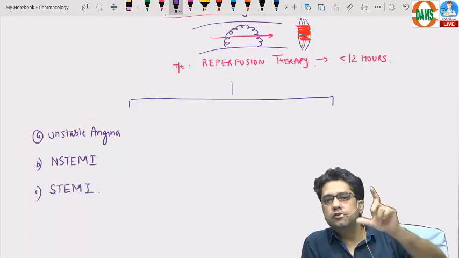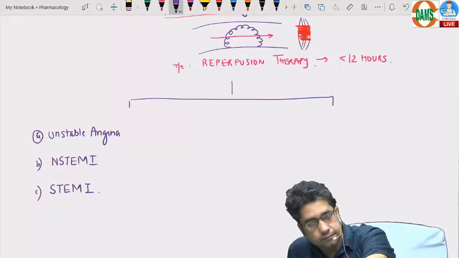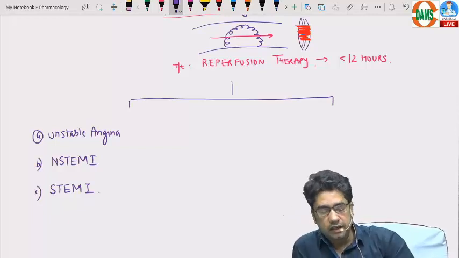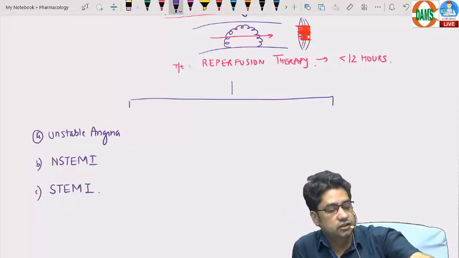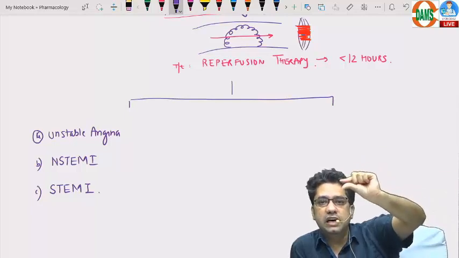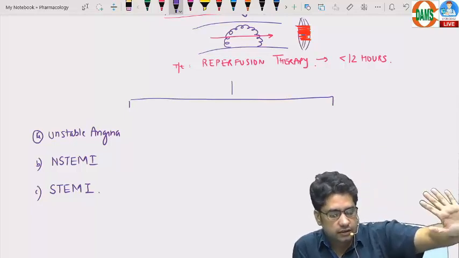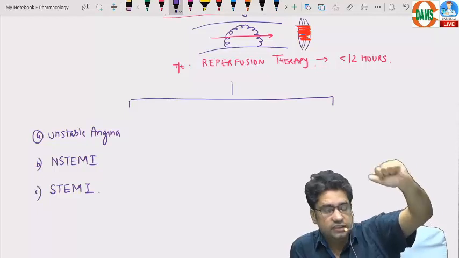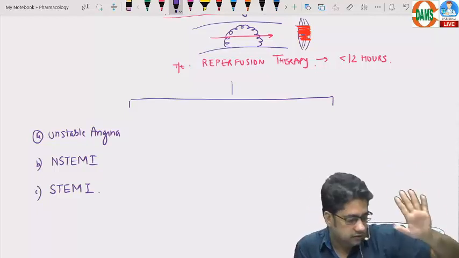I hope you have understood this. Acute coronary syndrome: first, there will be ischemia, known as unstable angina. Then there will be a partial thickness infarct known as NSTEMI. Then there will be ST elevated MI, a full thickness infarct.